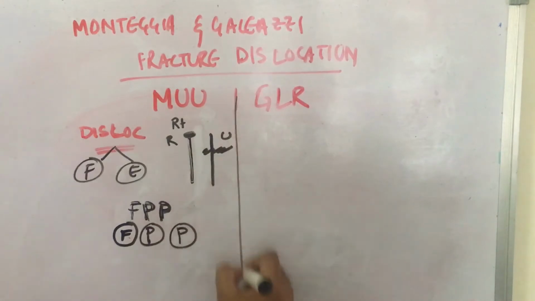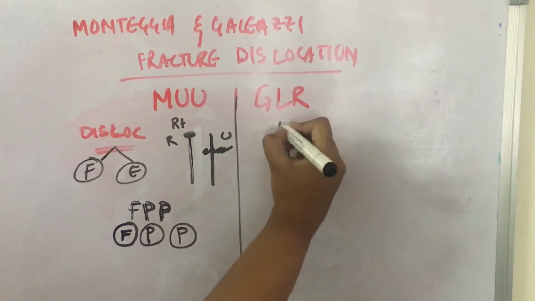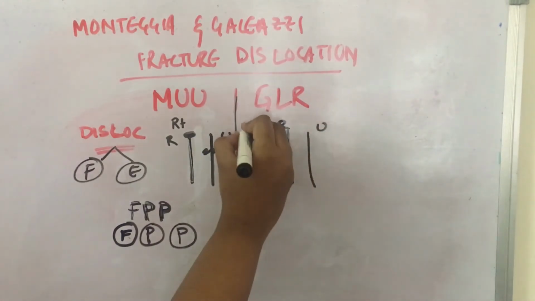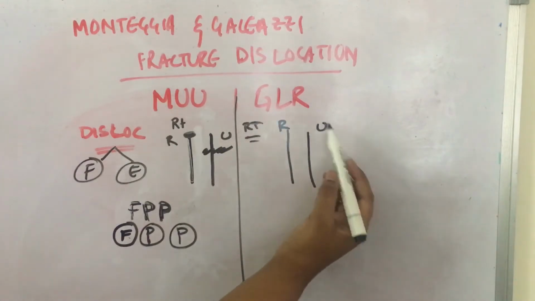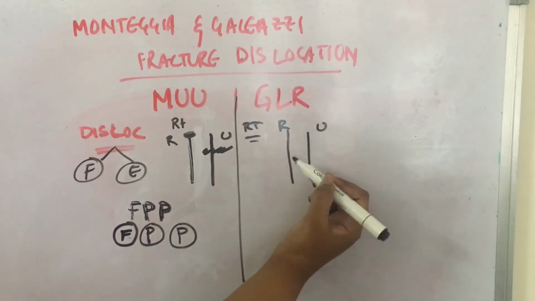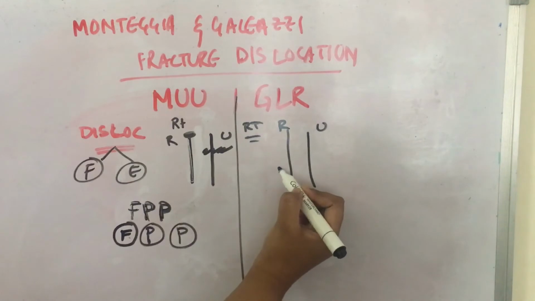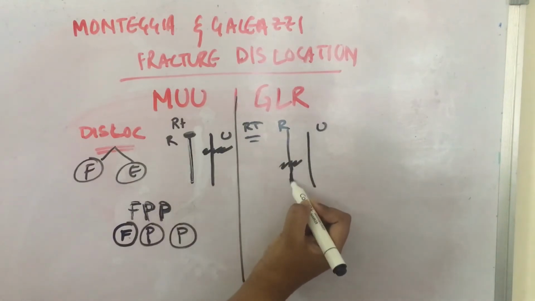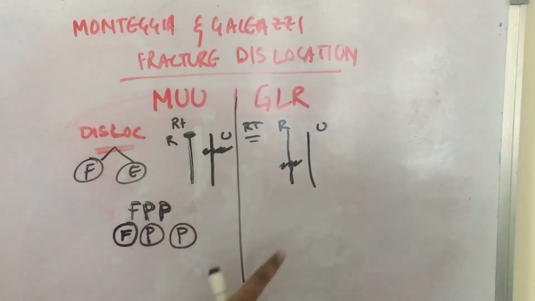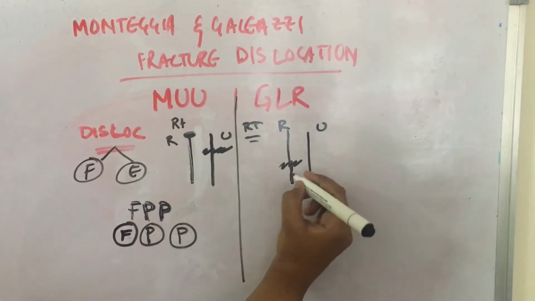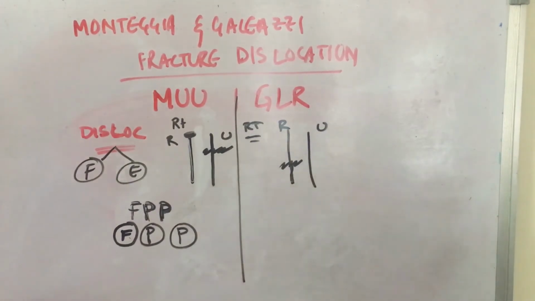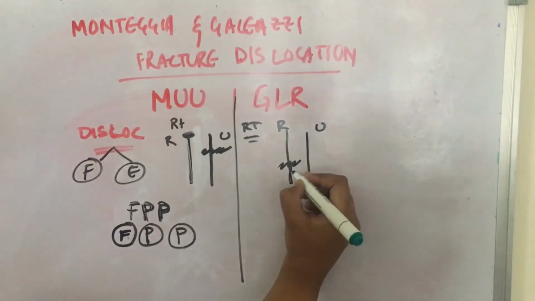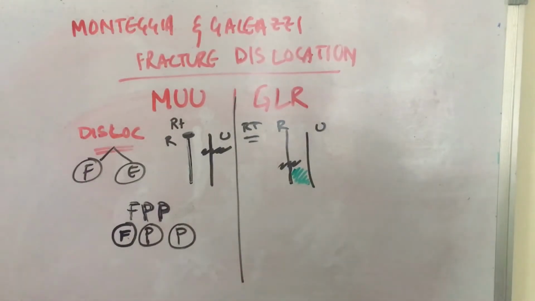What happens in Galeazzi? Again, these bones, radius, ulna, and this is your right hand, right? So GLR states Galeazzi fracture, lower 1/3 of radius. So where is the fracture? Over here. That's your fracture site, fracture location. Now where is the dislocation happening? You don't have to remember any mnemonic for this. Again, there will be too many mnemonics. All you need to know is, you have your joint here, right? Radio-ulnar joint. This is your radio-ulnar joint.